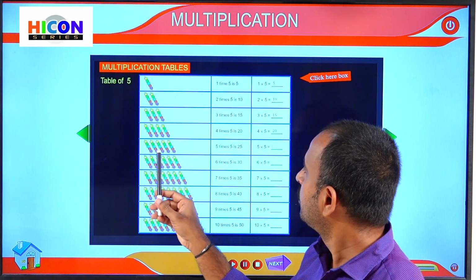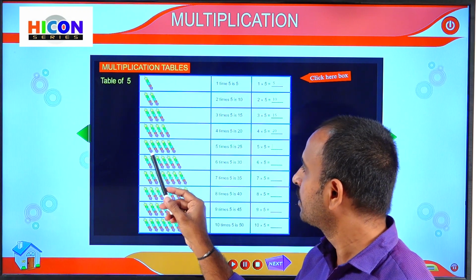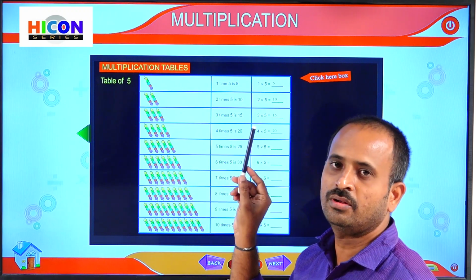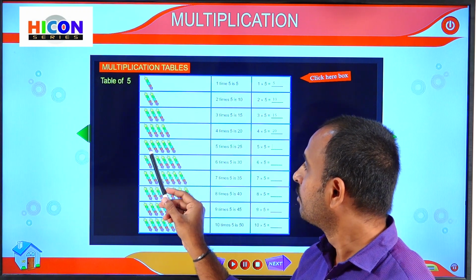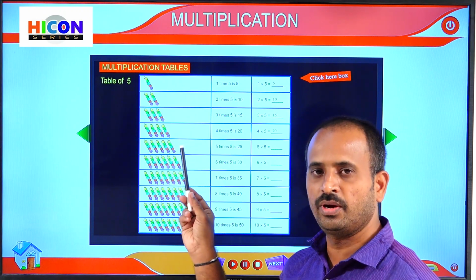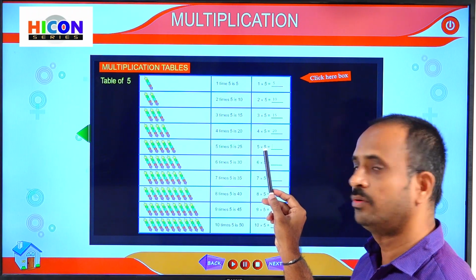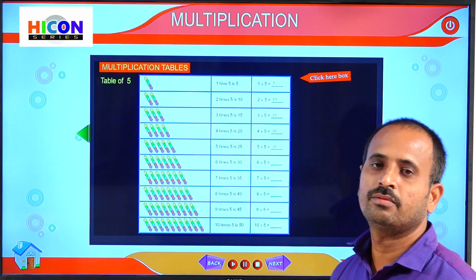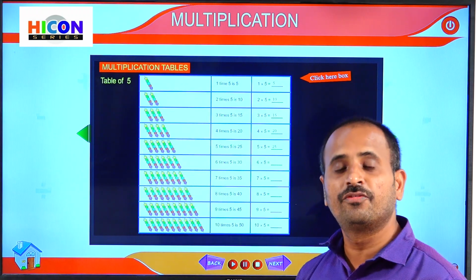So children, see the next row. How many groups of balls are there? In total there are 5 groups of balls. Each group has 5 balls. How many balls are there in total? How can we get the total number of balls? The total number of balls can be obtained by 5 times 5. That means there are 5 groups in total. Each group has 5 balls. That is 5 times 5, and it can be written as 5 into 5, and 5 fives are 25. That means there are 25 balls in total.